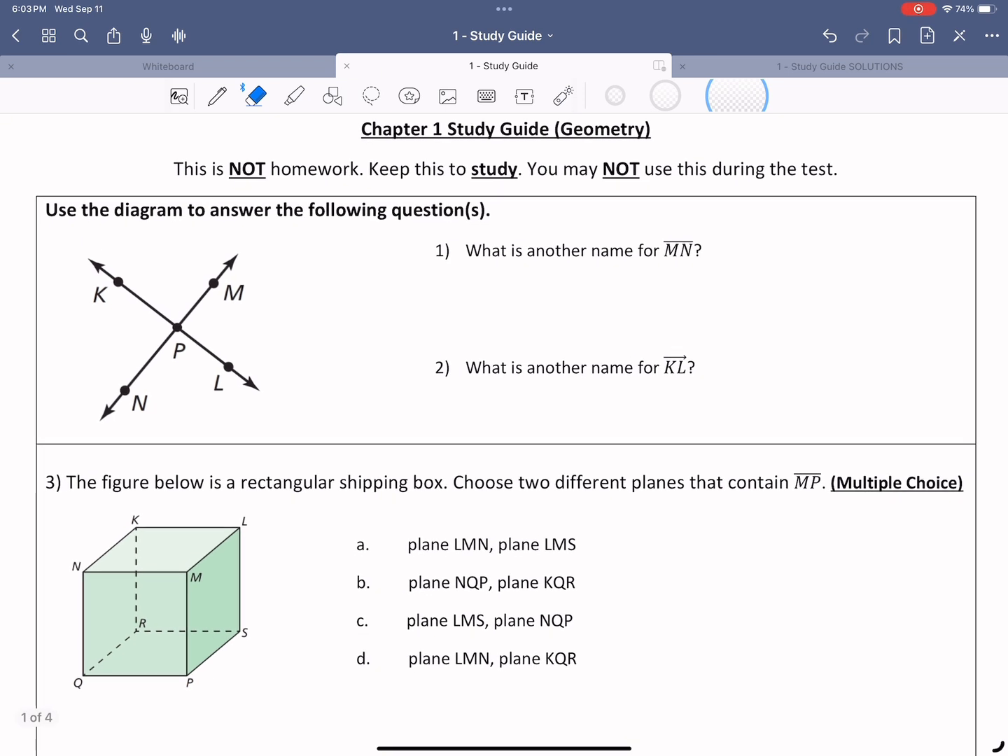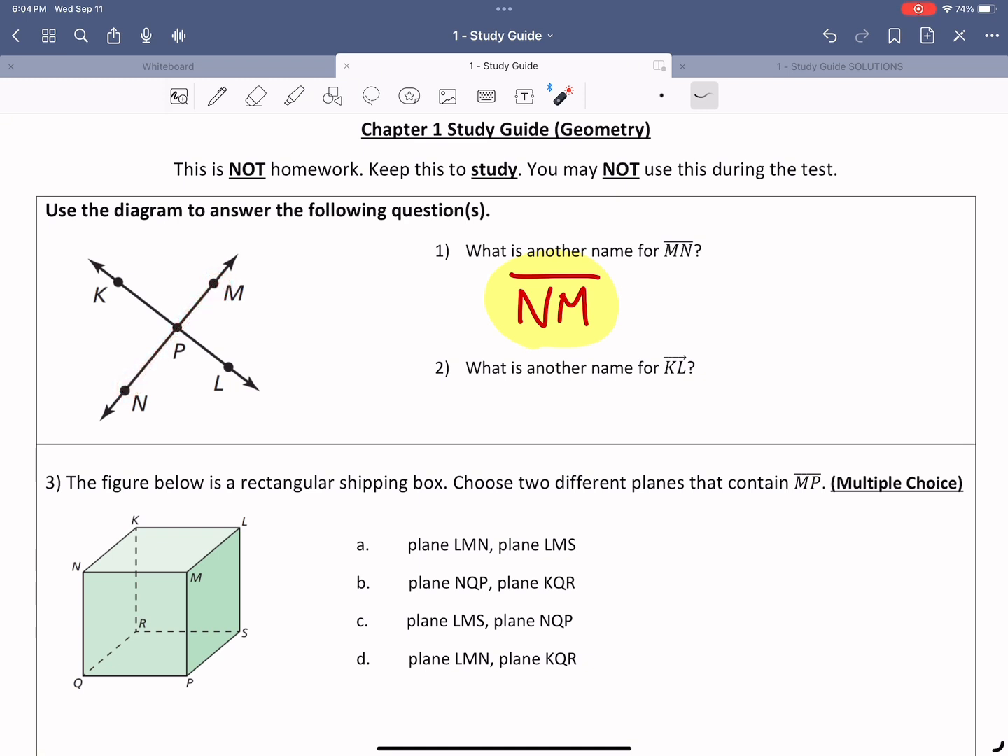Okay, let's get started. Use the diagram to answer the following questions. The first question asks, what is another name for MN? That's a segment because it has just one line on the top. MN is this segment right here. Remember, when it's a segment, it's just a straight line on top. You can read it from left to right or right to left, so the direction does not matter. In which case, we can just call it NM. Ooh, let's use a less scary color, NM. These are two different ways to express this line segment.